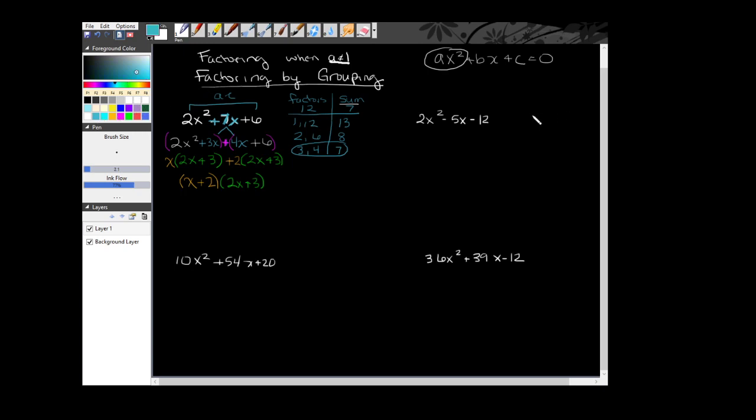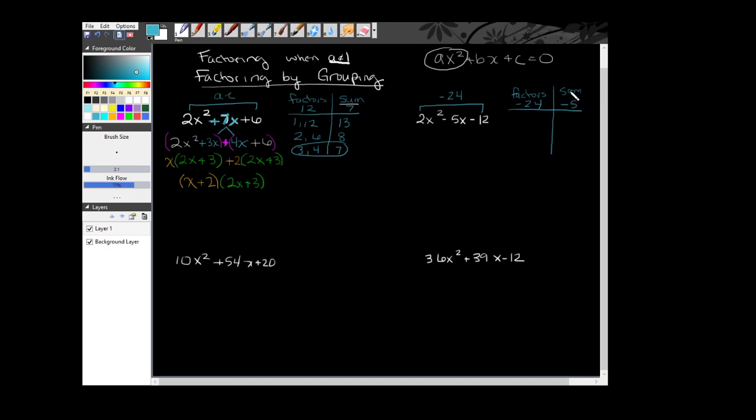Alrighty, so let's do that again. First thing, I take a times c and I multiply them together. So 2 times negative 12 is negative 24. So I'm going to find the factors of negative 24, and they have to sum to that b term. So they have to add up to my b term. In this case, it's negative 5.